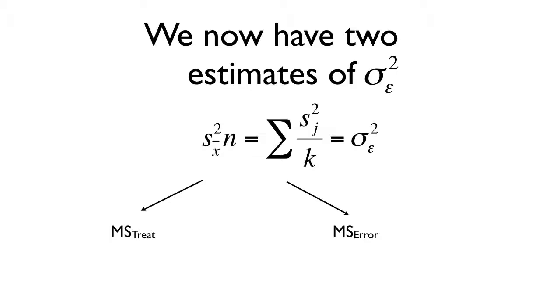So this not only is an estimate of sigma squared sub epsilon. S squared sub x times n is not only a measure of sigma squared sub epsilon, it's also an estimate of variance due to being in different groups. So if the null hypothesis is not true, this value will be different from this value. So mean squared treatment will be different from mean squared error.